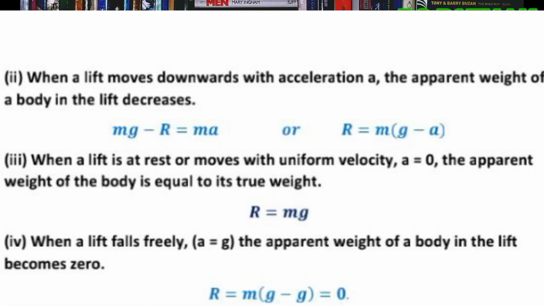Second is when a lift moves downwards with acceleration a, the apparent weight of a body in the lift decreases. Then mg minus R equal to ma.